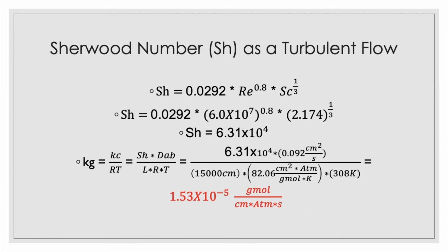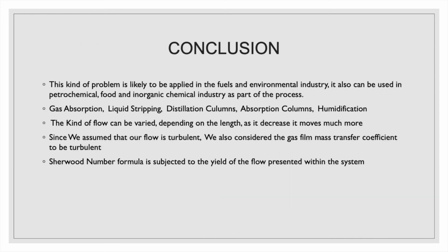After that, we apply the Sherwood number formula for a turbulent flow and substitute the values that we found as well. Finally, the film gas transfer coefficient is obtained by the following formula below and substituted with all the gas phase data and the initial length of 100 meters, converted into centimeters, with an R of 82.06. Our final result will be 1.53 x 10 to the minus 5.